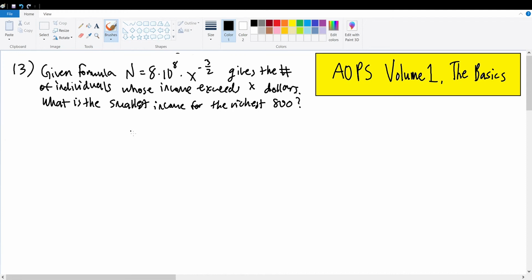AOPS Volume 1, The Basics, number 13. Given the formula n equals 8 times 10 to the 8th power times x to the negative 3 over 2 power, which gives the number of individuals whose income exceeds x dollars, what is the smallest income for the richest 800 people?